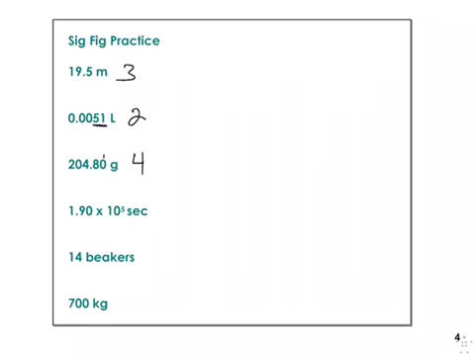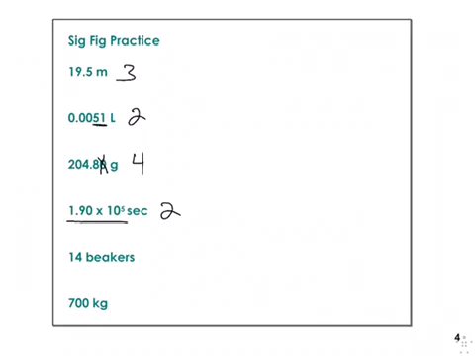4. This 0 doesn't count. Good? Okay. How about here with the scientific notation? 1.90. 2? Good.